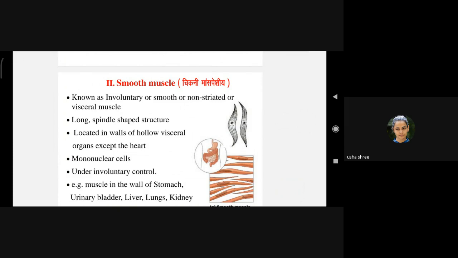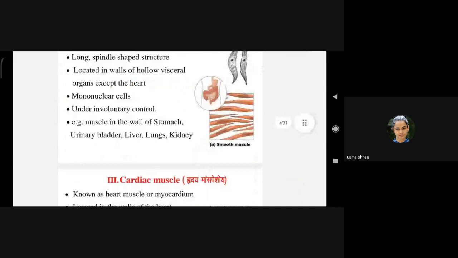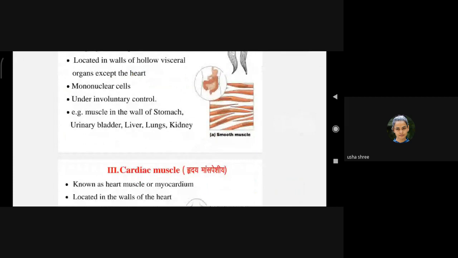Examples are urinary bladder, liver, lungs, kidney. We can't control this. We can't say that now I will increase the filtration rate of my kidney. Or now I will secrete more bile juice and store it in the gallbladder. This can't happen. It is not in our voluntary control. These are under involuntary control.